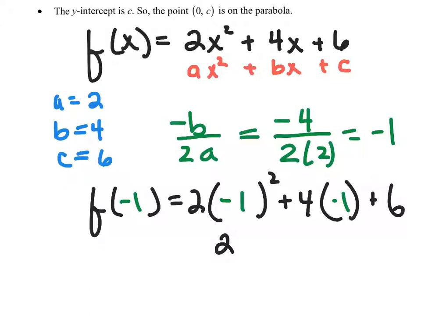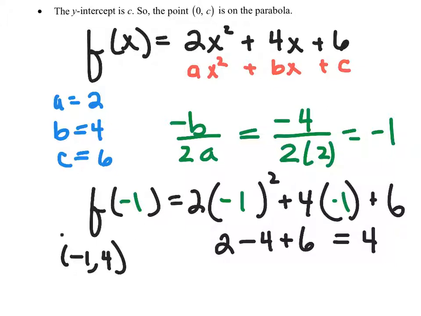Positive 4 times negative 1 is negative 4, and then we have our plus 6. So we have 2 minus 4, which is negative 2. Negative 2 plus 6 equals 4. So we have a vertex. Our vertex is actually at negative 1, comma 4. Okay, so that's our vertex.